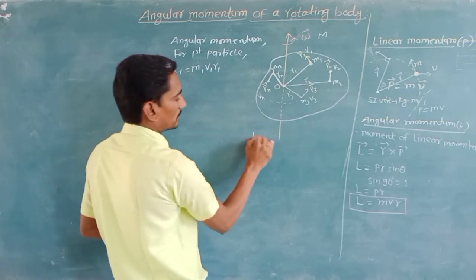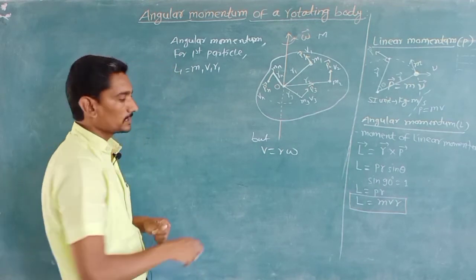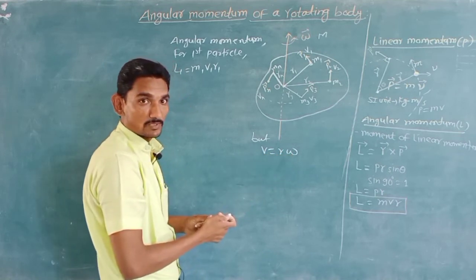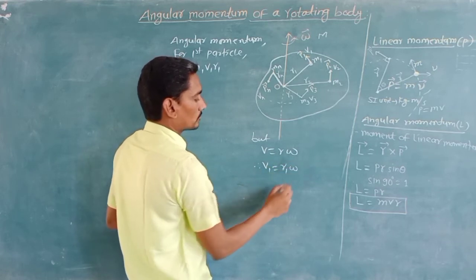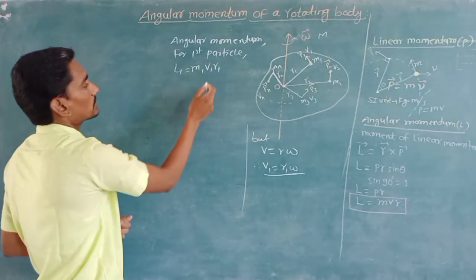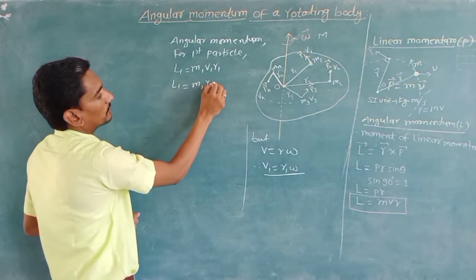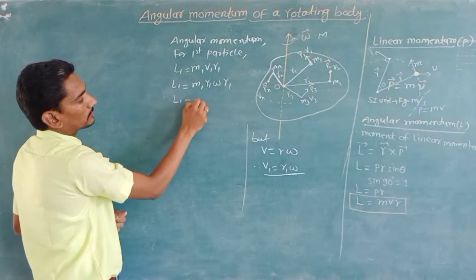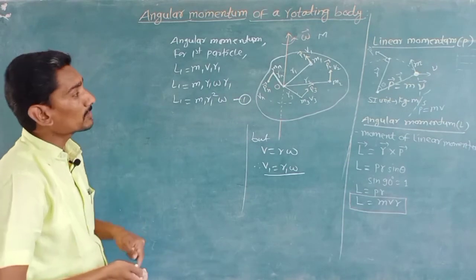But we know that v equals r into omega, this is the relation between linear velocity and angular velocity. Therefore for the first particle v1 equals r1 into omega. Now substituting this value of v1 in the relation, we get L1 equals m1 r1 omega into r1. So r1 into r1, we get L1 equals m1 r1 square omega, and this is the angular momentum for the first particle.